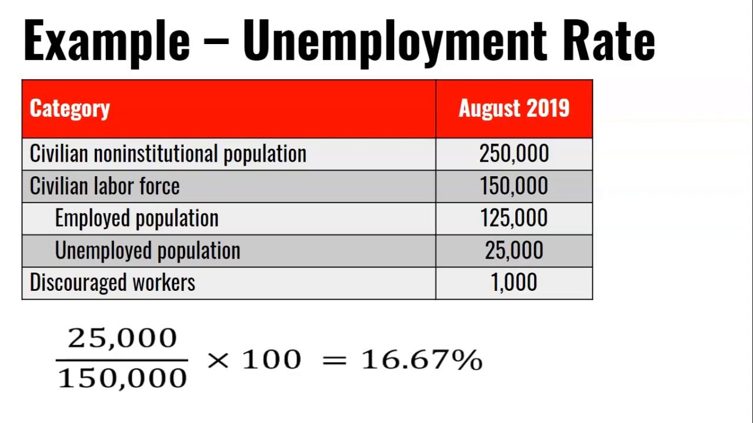And we're saying, okay, out of that 150,000 person labor force, what percentage doesn't have a job? So we do 25,000 divided by 150,000, multiply by 100. We'd see that the unemployment rate in this example is 16.67%, which is awfully high.